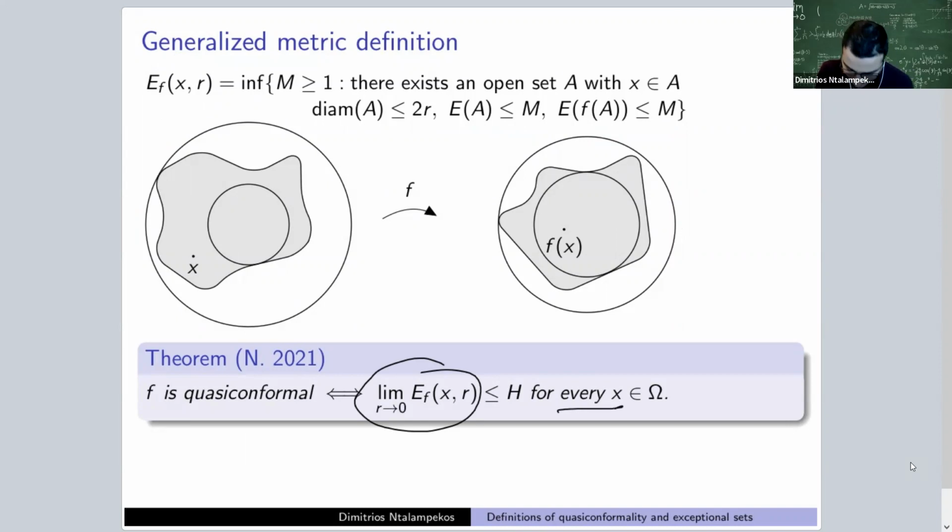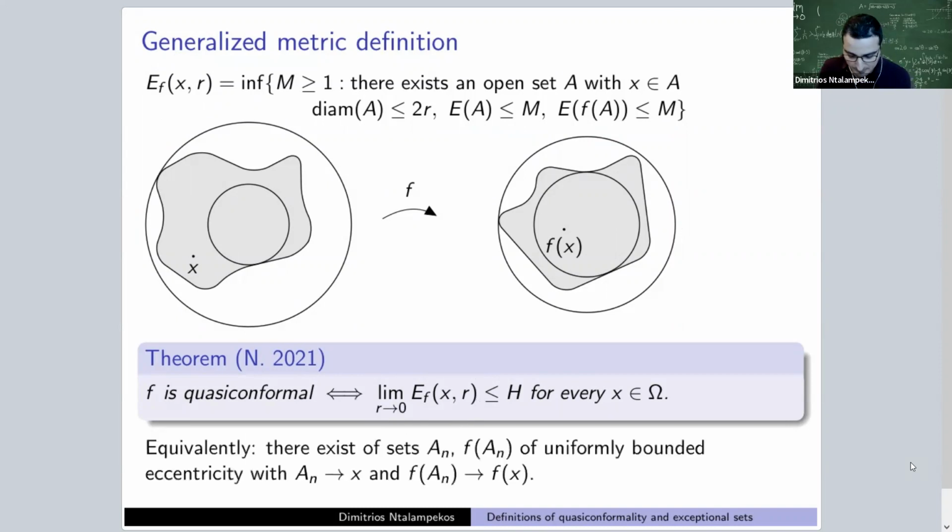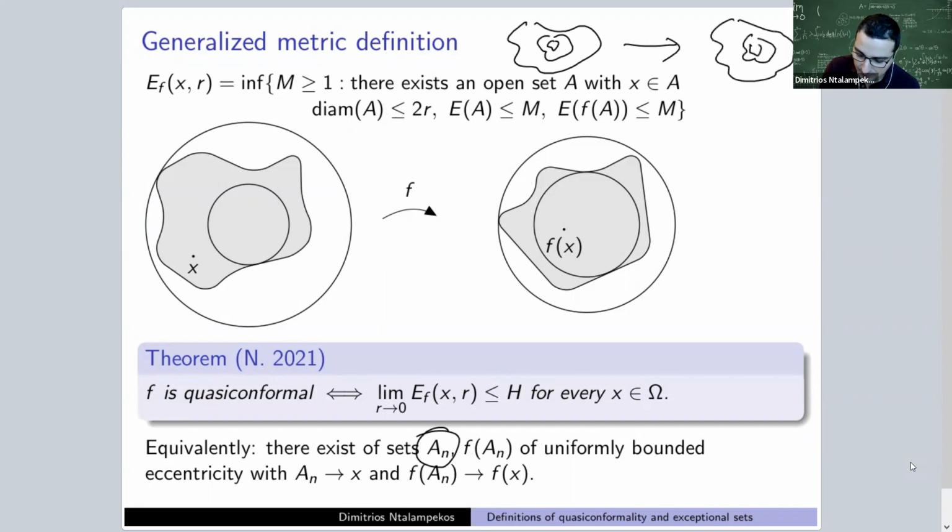Okay, and maybe it's easier to describe what happens with words. Equivalently, we require that there exists a sequence of sets, A_n, that shrink to the point x. So there's a sequence of sets shrinking to the point x, so that the images shrink to f of x. And both sets A_n and f of A_n have uniformly bounded eccentricity. Okay, so this is the generalized metric definition that I wanted to present.